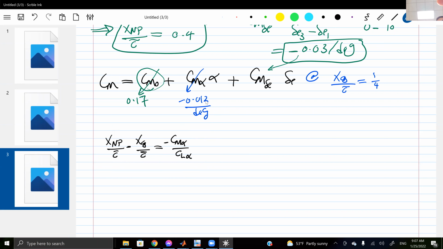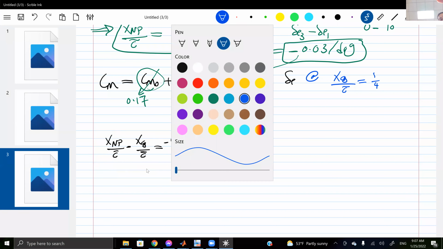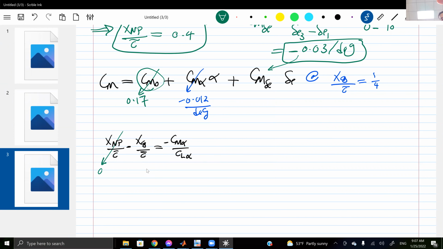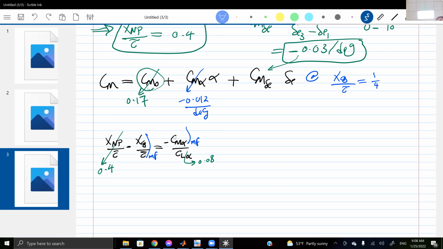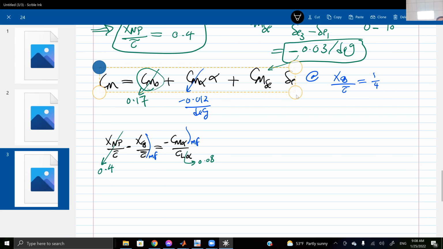Previously, I had CM alpha as this value with the corresponding CG at quarter. I got the neutral point at 0.4. Now, if the CG travels to its most forward, the neutral point is fixed, stays the same. And of course, CL alpha stays the same. But these guys change together. All right? If this becomes the CG most forward, this is also the most forward. And if I'm going to get the CG most forward from this equation, I need to get the CM alpha most forward from somewhere else and come back here to get the CG, and I'm done. So let's think how to get the CM alpha most forward. Well, I'm going to use this equation, right?